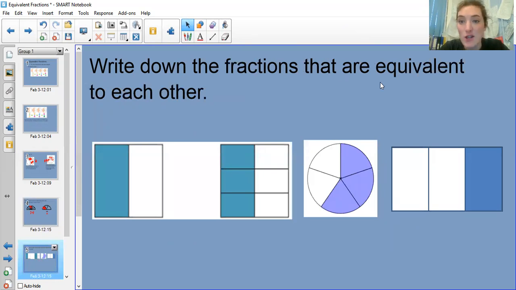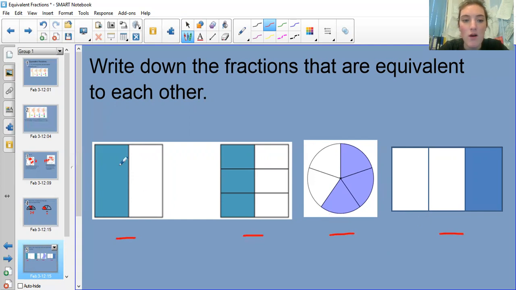Write down the fractions that are equivalent to each other, okay? So first of all, let's work out the fraction of each shape. So I'll just put a line here, the fraction of each shape. For this one, we know in total there's 2 pieces. One part is shaded in blue, so it becomes a half, okay? Half of the shape is shaded in.